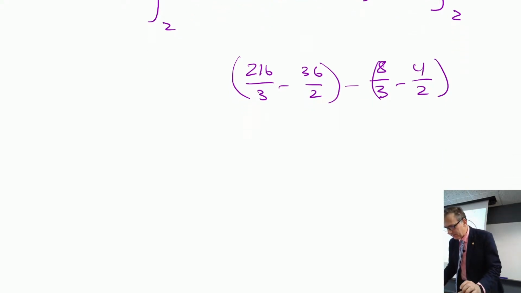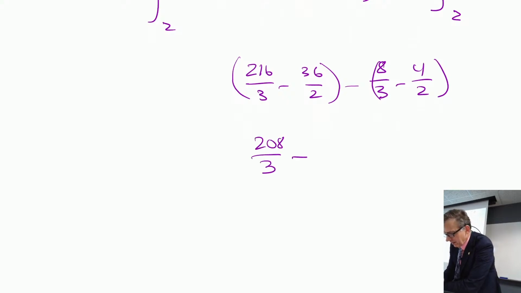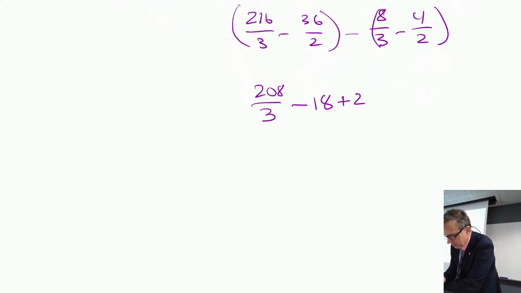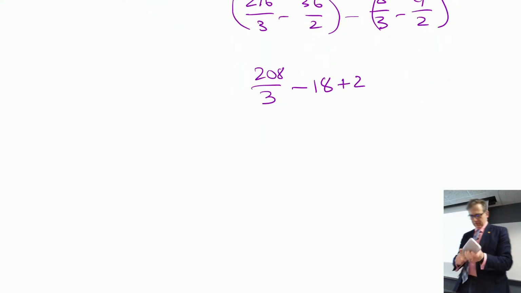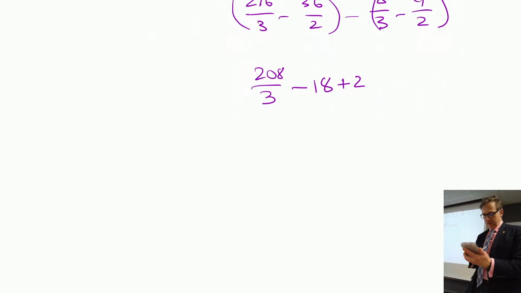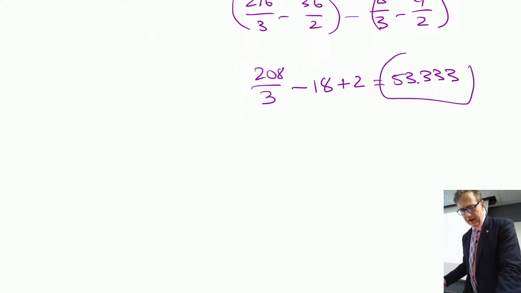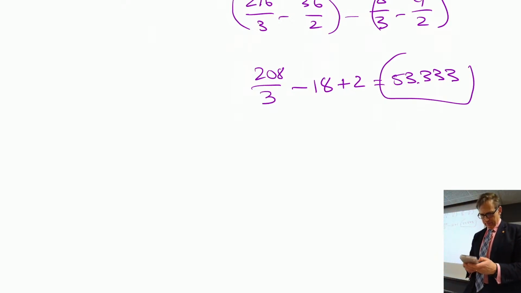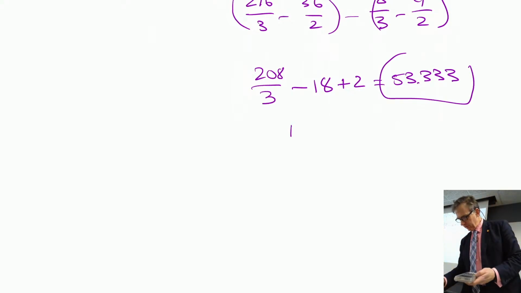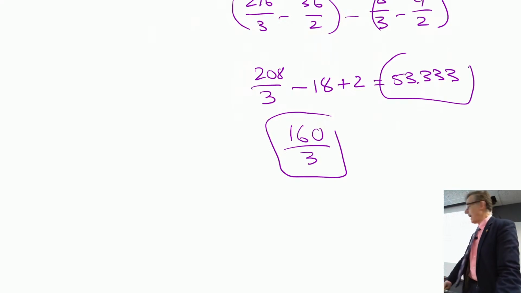Okay, so what is this going to be? 216 minus 8 is 208. And then let's see, that's just 18, and this minus 18 plus 2. So whatever that is, I guess I should just get the decimal here. I was hoping it would come out to be a nice integer, but it is not. So 208 over 3 minus 18 plus 2. So I've got 53.33. All right, so there it is. So that's the actual value. I guess I could write it as, just a minute, 160 thirds. So we'll use that in Python.